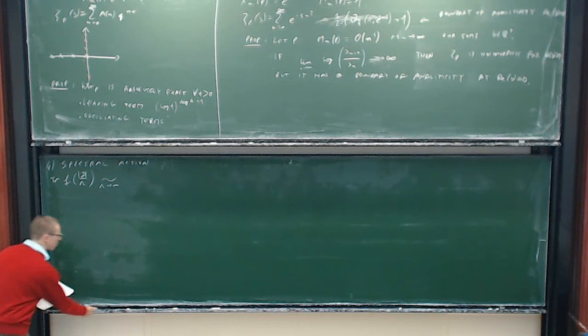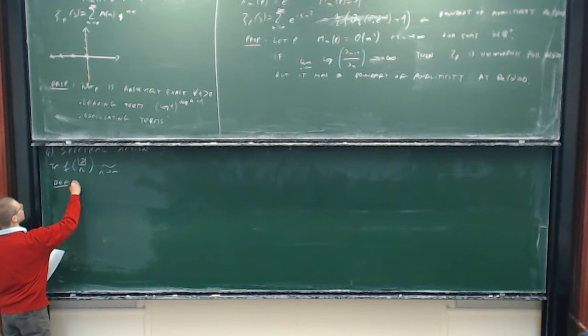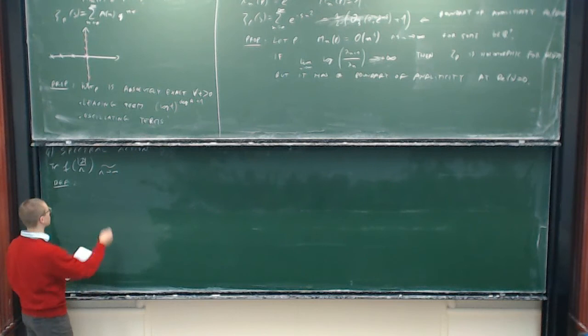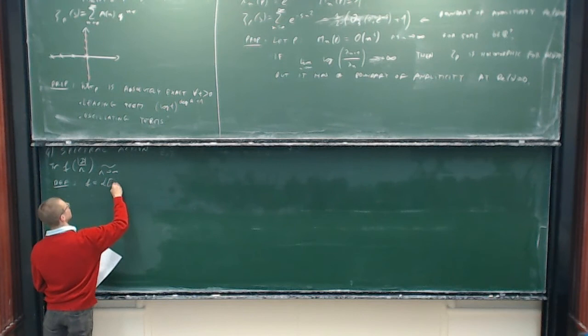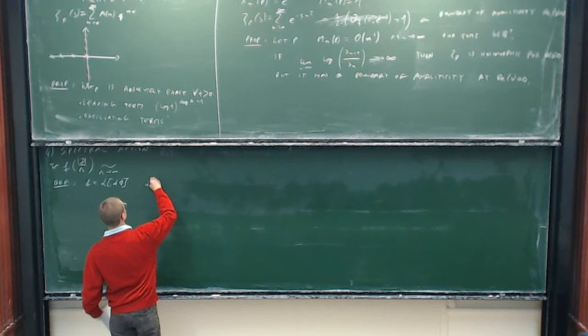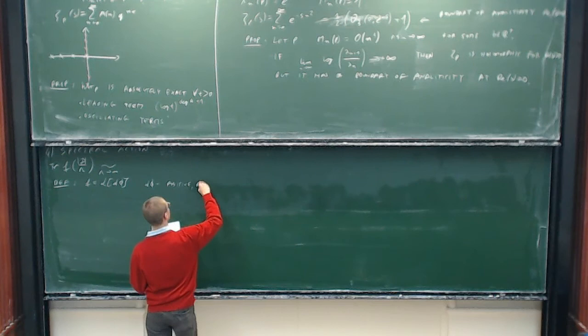All right, so let me first define a class of functions. I have my Laplace transform, and F is the Laplace transform of d phi, where d phi is a positive finite Borel measure.